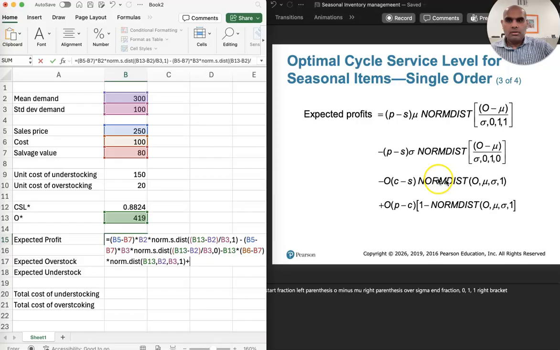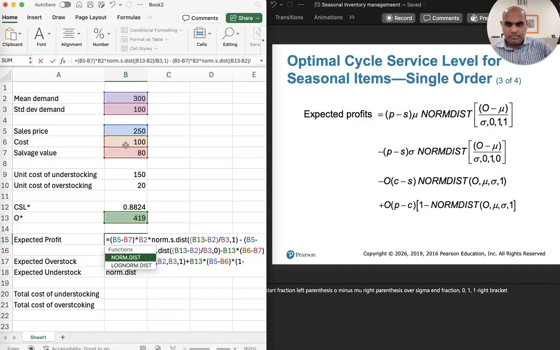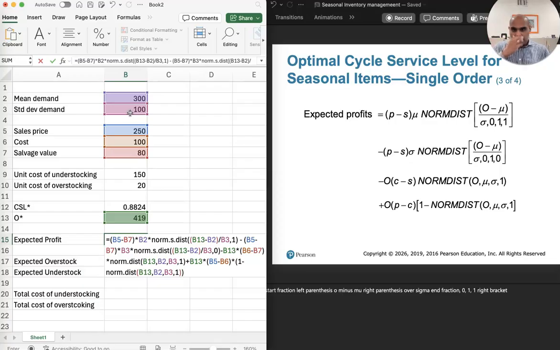Finally, plus the optimal order quantity times P minus C, so that's price minus C, times 1 minus norm.dist of the optimal order quantity, mean, standard deviation, comma 1 because it is cumulative. And then we close the parenthesis for the 1 minus, and there it is. And that's the formula for the expected profit.